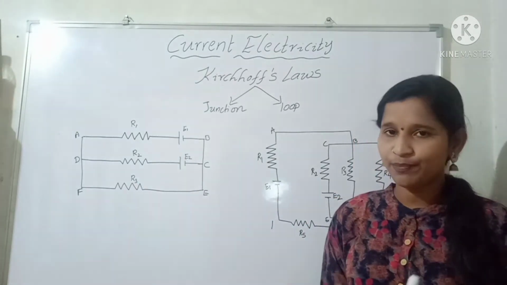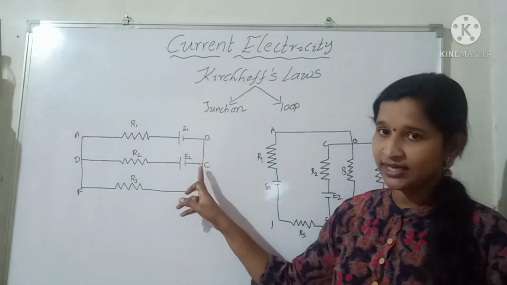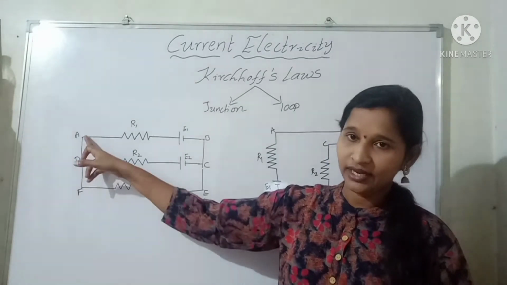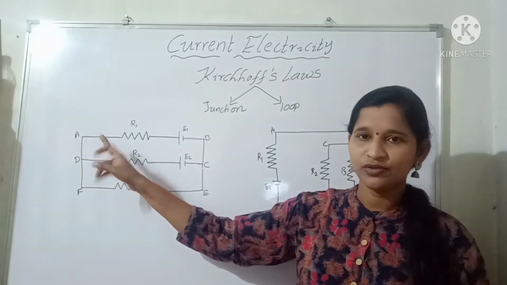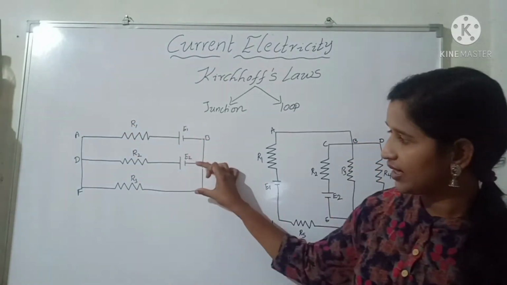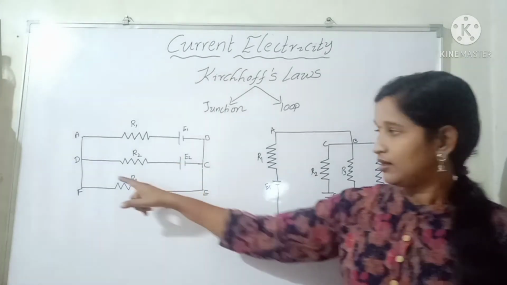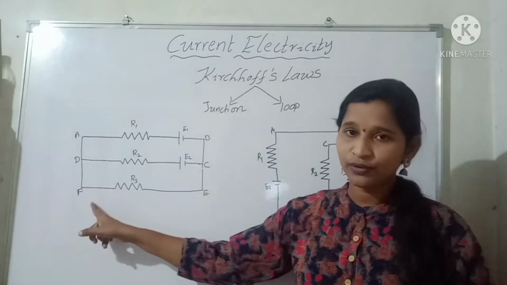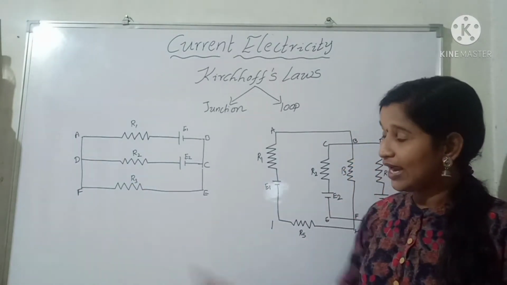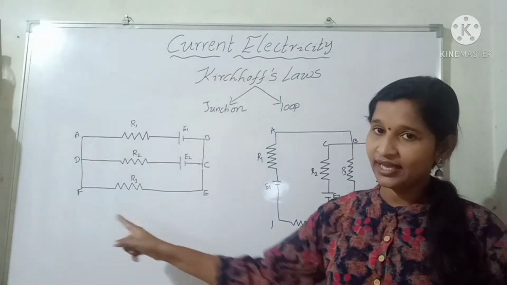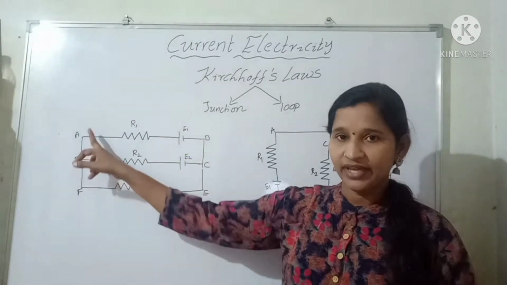Loop means closed path. So A to B, B to C, C to D and D to A. This is a totally closed path, a closed conducting path. So this is one loop. Like that we can take the second one, D, C, E, F to D. This is also a closed conducting path, and we can also call it a loop. And the entire circuit also we can take as a loop, like A, B, E, F, A.